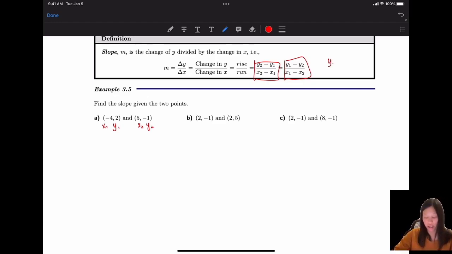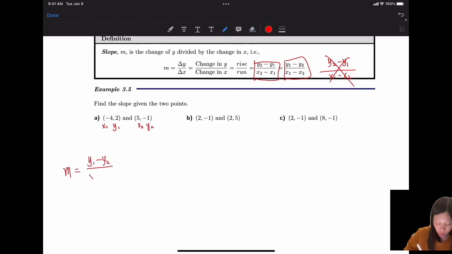But they have to be consistent. If on the top I decided to use y1 minus y2, and then on the bottom I decided to use x1 minus x2 in the opposite order, it won't work. It has to be the same. If you decided to use the second point minus the first point, you need to keep it the same for both coordinates. So in here, you label these two points, decide which one you want to be point 1 and which one point 2. And then our slope is equal to y1 minus y2 over x1 minus x2.